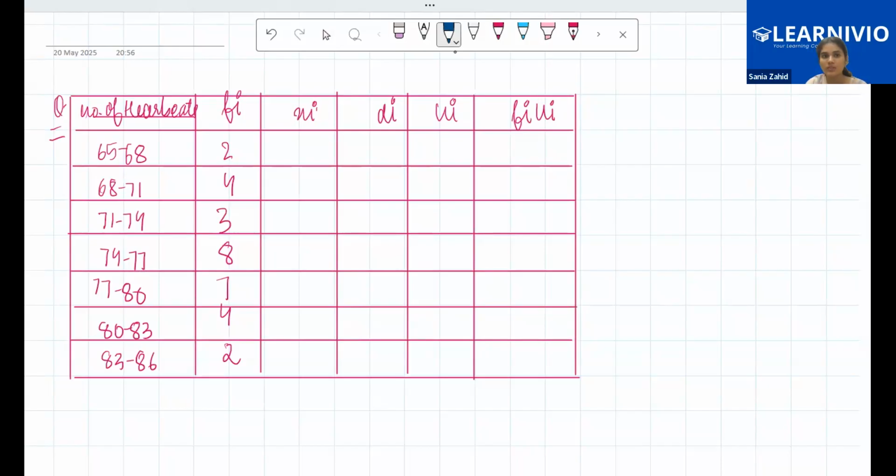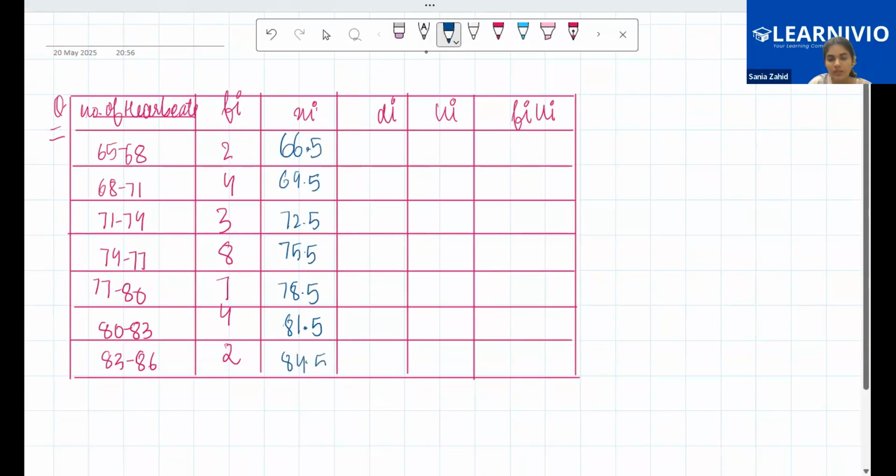Okay, so first of all, you will calculate the xi value. So what will be the xi values? 66.5, 69.5, 72.5, 75.5, 78.5, 81.5, and 84.5. Correct.